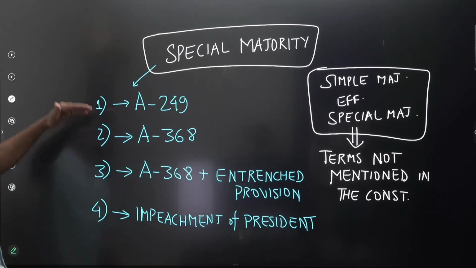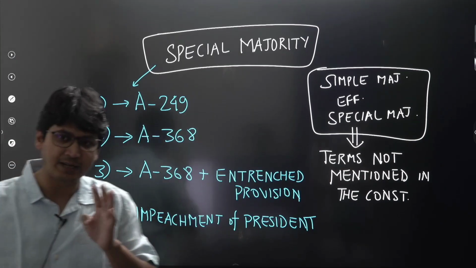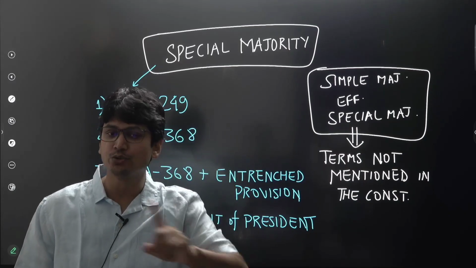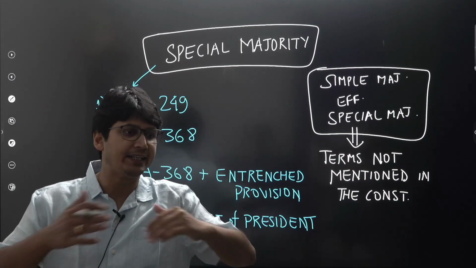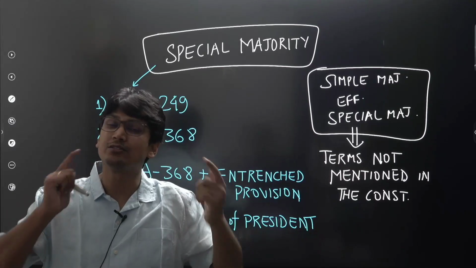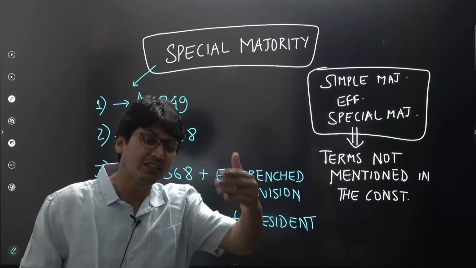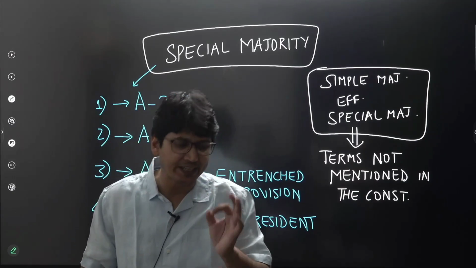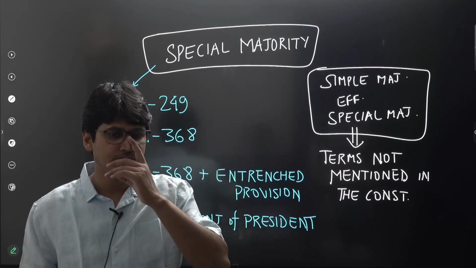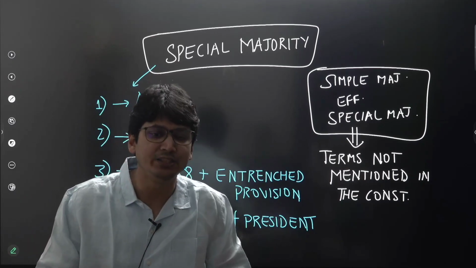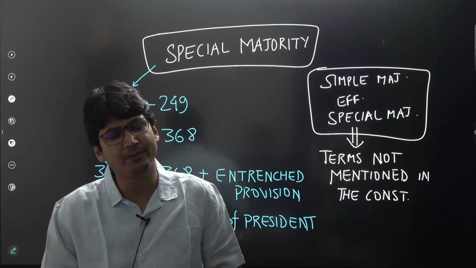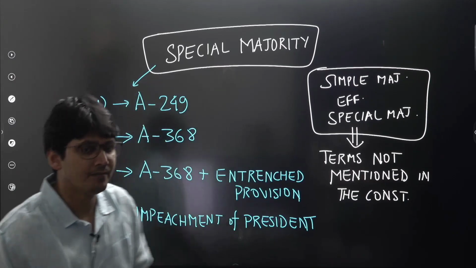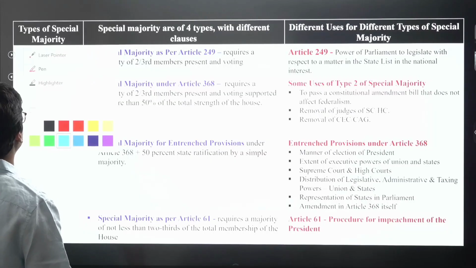So let's understand these different types of special majority. How many types of special majority are there? There are 4 types of special majority. Don't get confused. If you read anywhere, "this is done by special majority," think, which special majority? There are many special majorities. This is also a place where students often get confused. Very easily UPSC can lay a trap for you by simply writing "this is done by special majority." Think. So let's go through these different types of special majority.